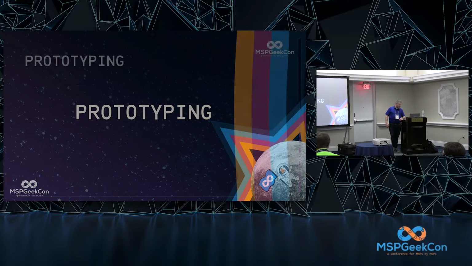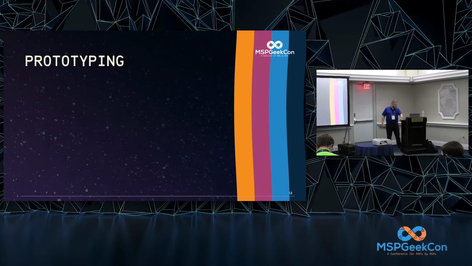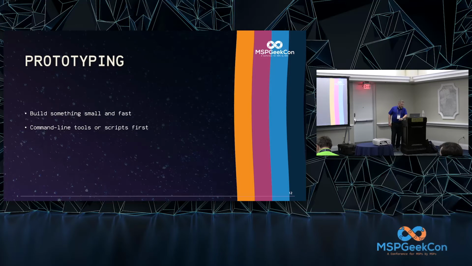So prototyping. You want to build something small and fast, just to prove that you can actually get the data or do the task at hand. Utilize things like command line or quick scripts. In this case, because I'm using APIs, I prefer to write in C# for that, so I'm going to short scripts is more test cases. Sorry, unit tests. That's the word they use.